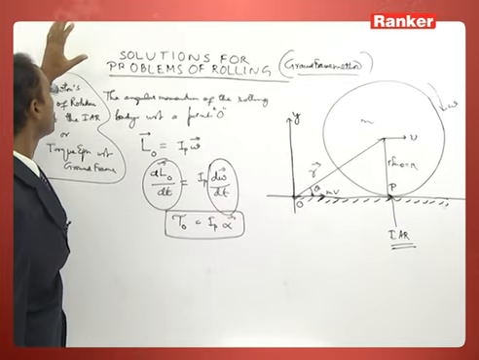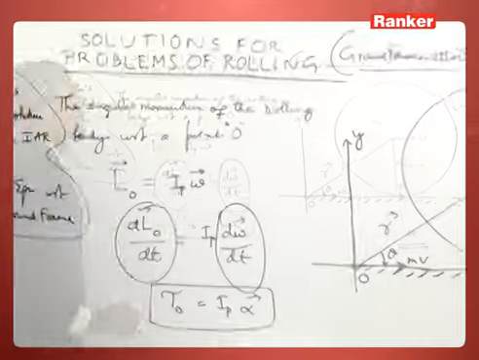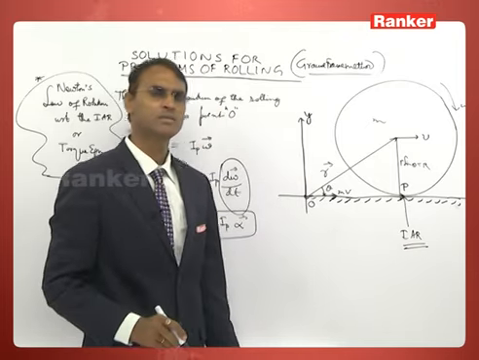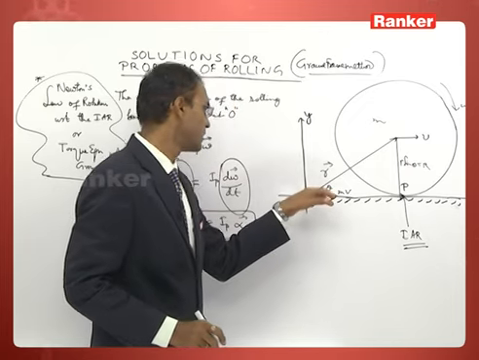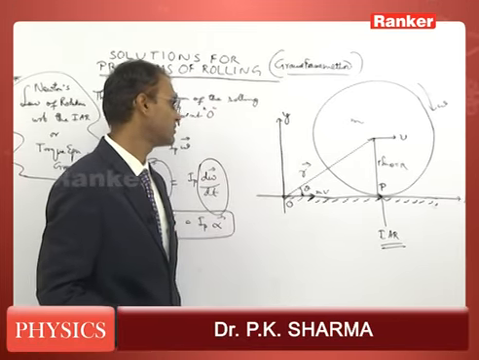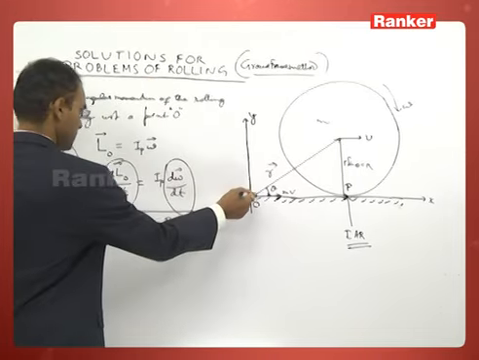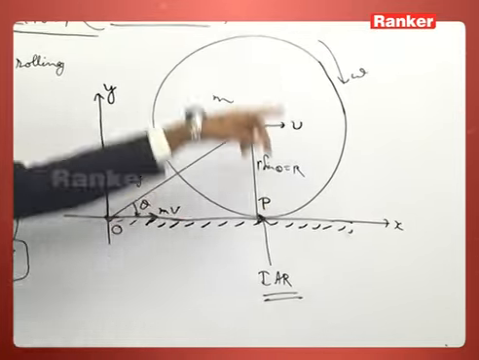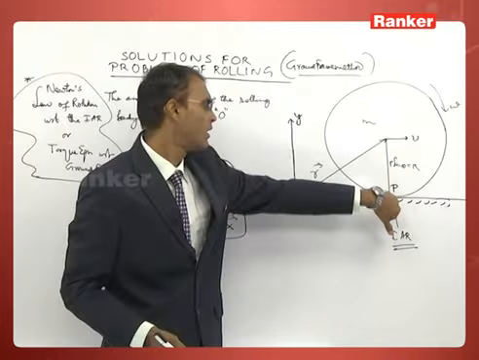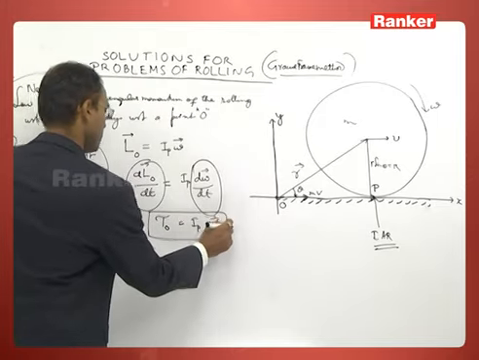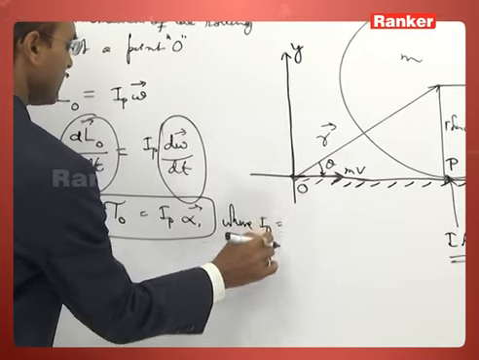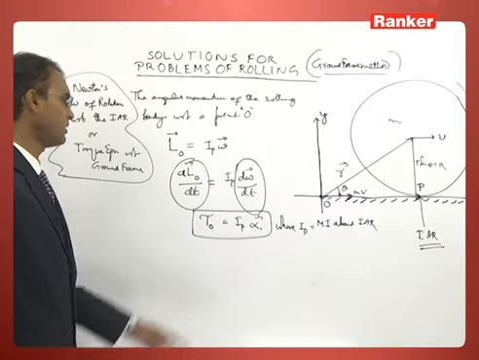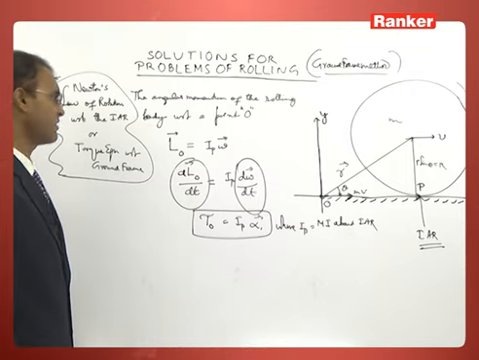For the solutions for the problems of rolling, the with respect to ground method needs the torque equation to be written taking a fixed point on the ground, and net torque about this fixed point will be equal to the moment of inertia of the rigid body about the lowest point, or we can say instant axis of rotation. Here IP is the moment of inertia about instant axis of rotation into angular acceleration of the rigid body.